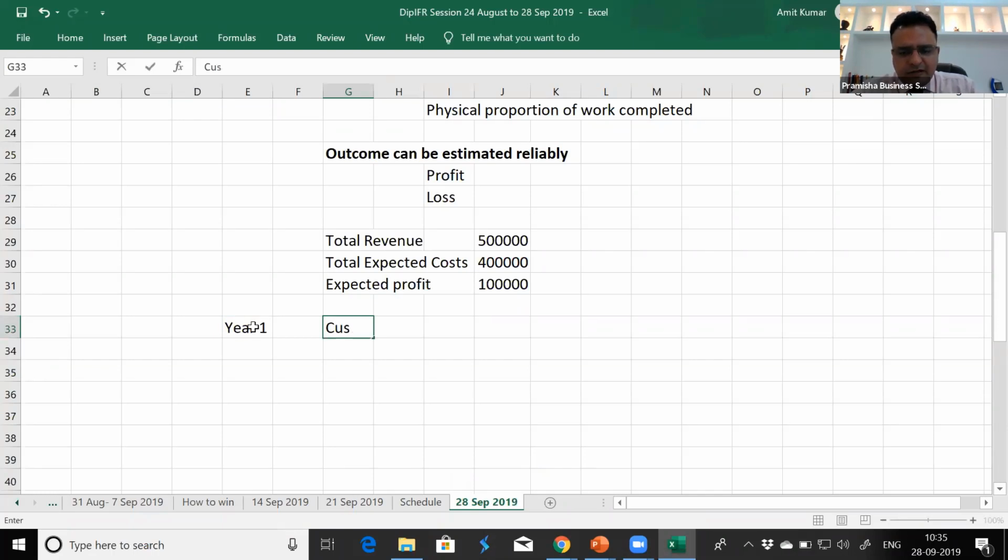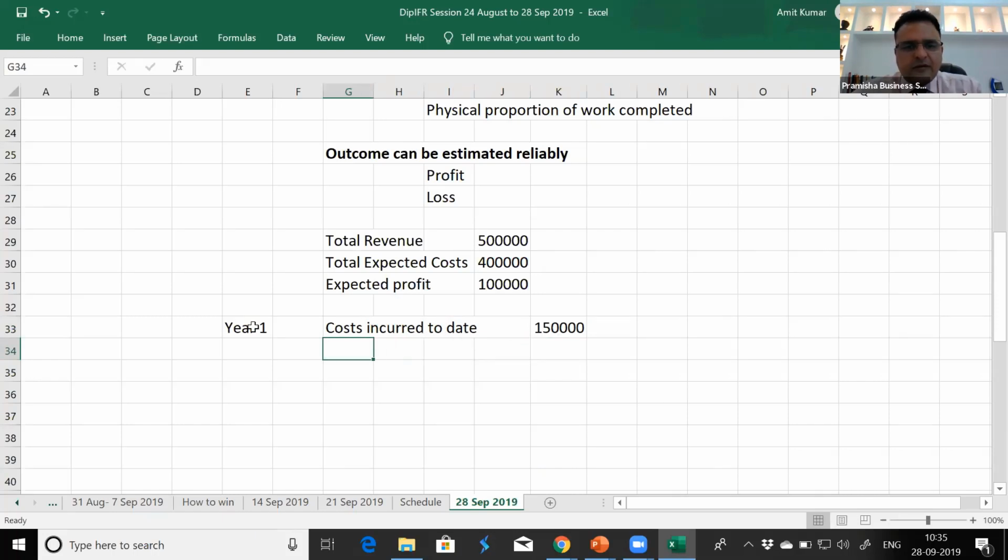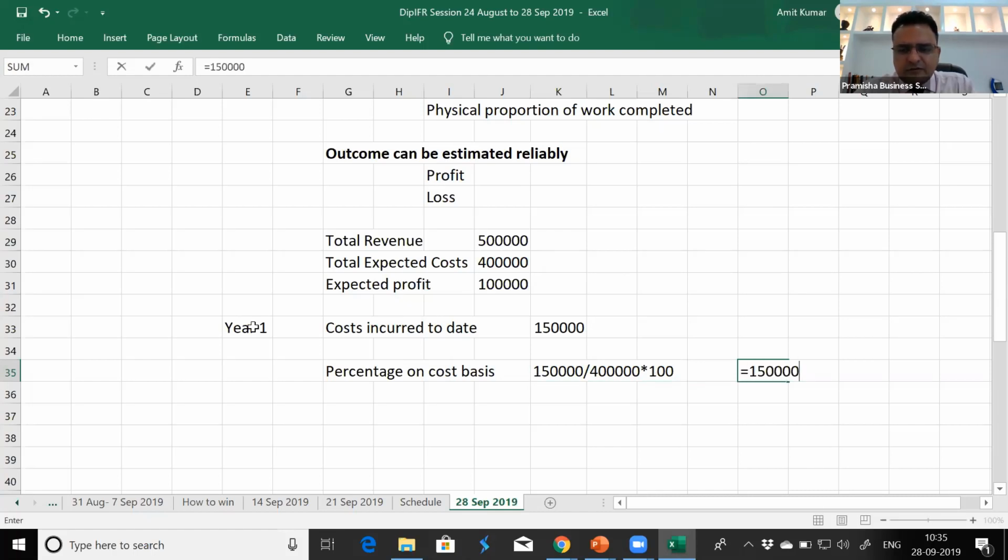When year one passes, we get to know that costs incurred to date are 150,000. If I calculate a percentage on cost basis, the percentage will be cost incurred to date compared with total expected cost. Total expected cost is 400,000 unless there is a change, into 100. I'll get a percentage. If my company policy is to use cost, 37.5% work is complete.